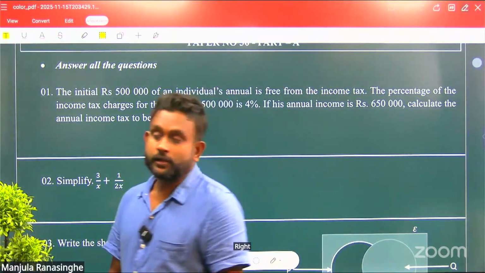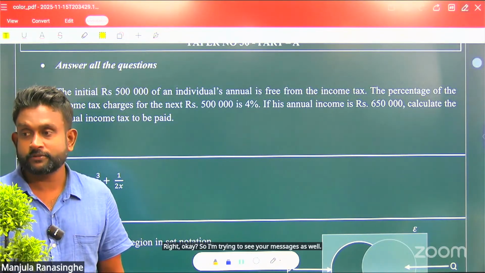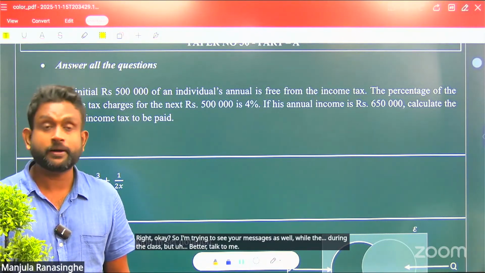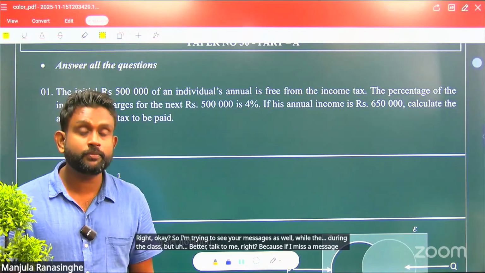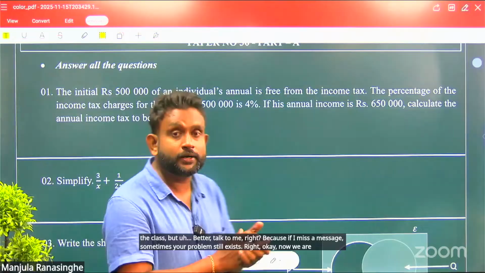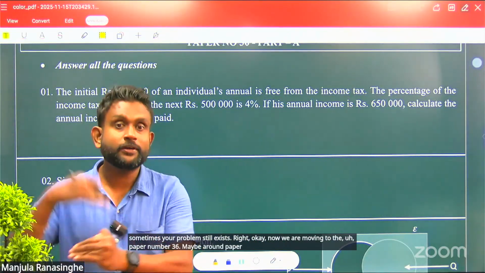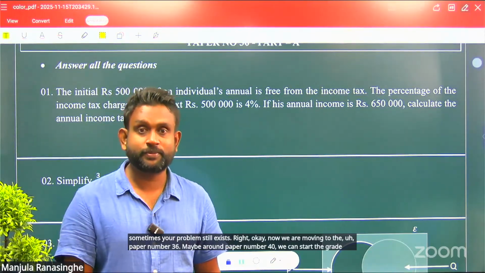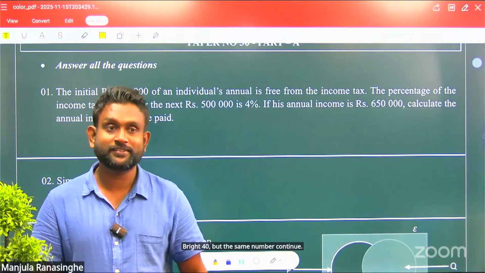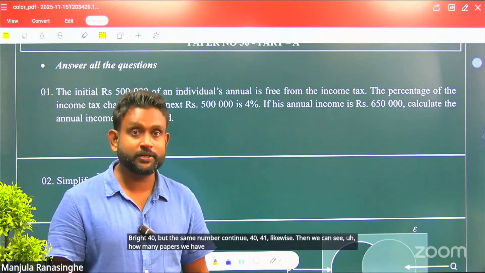I am trying to see your messages as well during the class, but it is better to talk to me, because if I miss a message, your problem still exists. Now we are moving to paper number 36. Maybe around paper number 40, we can start grade 11 after 4 papers. The same numbering continues, 40, 41 likewise. Then we can see how many papers we have completed so far.